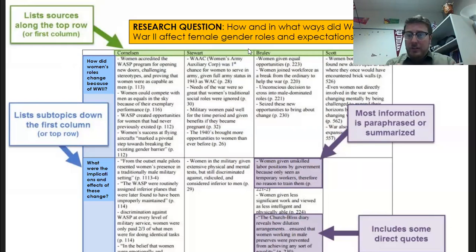So what you're going to do when you get down to the link just below this video, you're going to see a sheet that involves a thesis workshop and synthesis matrix. You're going to start with this part here. Now, this is an example. If I were writing a paper on World War II and how it affected female gender roles and expectations, I might start with the research question itself.